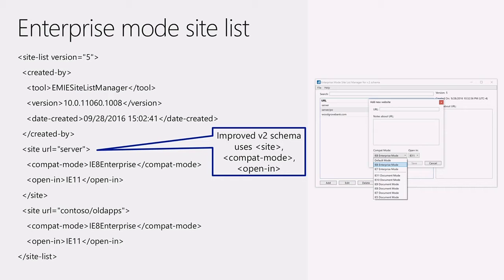Within a site, you can choose a compatibility mode and which browser to open it in. So you can specify Microsoft Edge, you can specify IE11, and this is a much more extensible system. So down the road, we may add other functions into this because the schema is much more easily extensible.